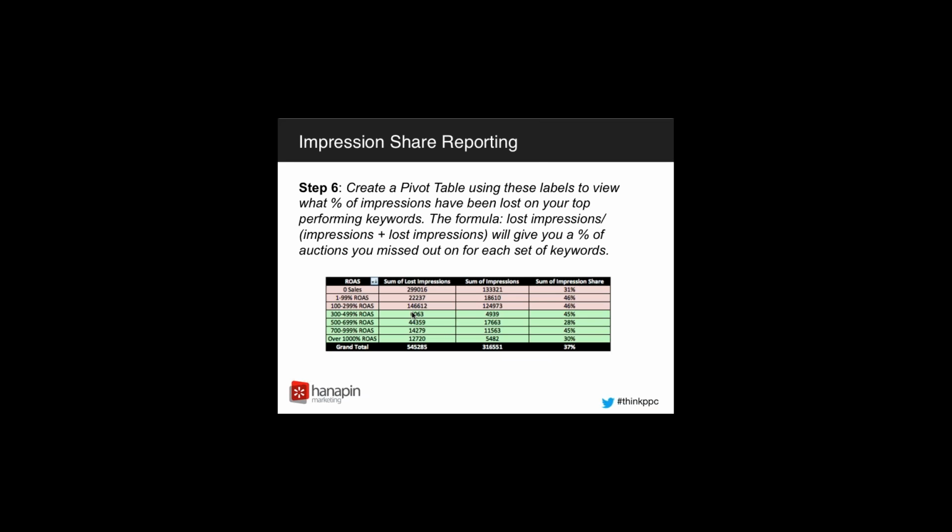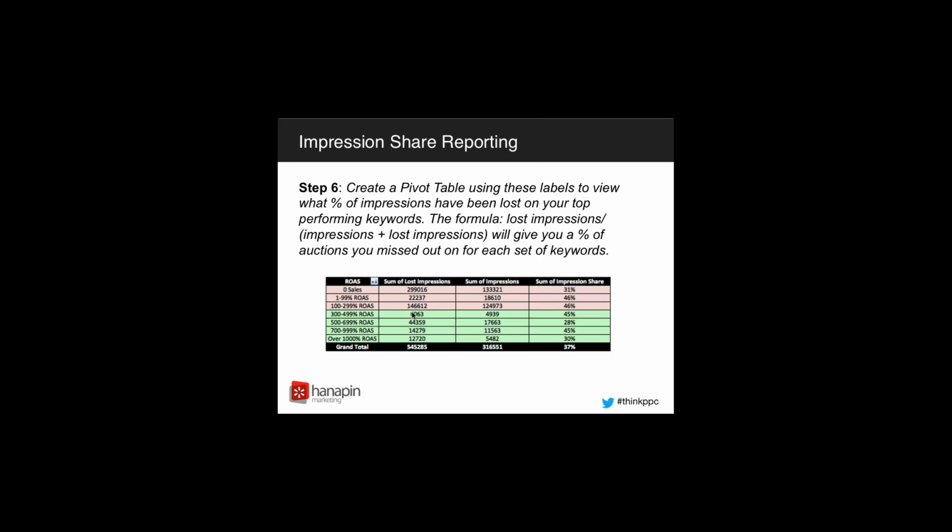And so here you can see where we're missing the ball in terms of top performing keywords. Over 1,000% ROAS keywords in this account that we audited are seeing that they only have 30% impression share, even though these are top performing keywords.